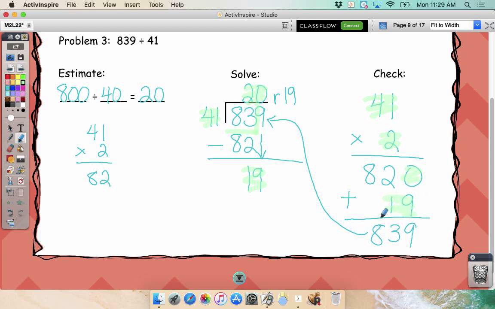All right, how do you feel about this? Was that your last problem? Oh, I still forgot to write the answer. 20, remainder 19. Okay, good job today.